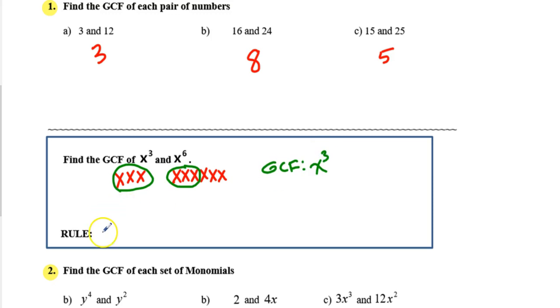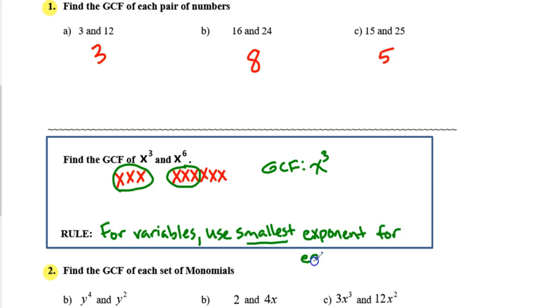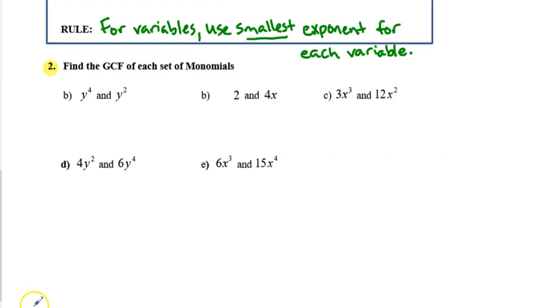So what's the rule? For variables, use the smallest exponent for each variable. So let's do one of these together, and let's have you do the remaining one. Let's do part E together.